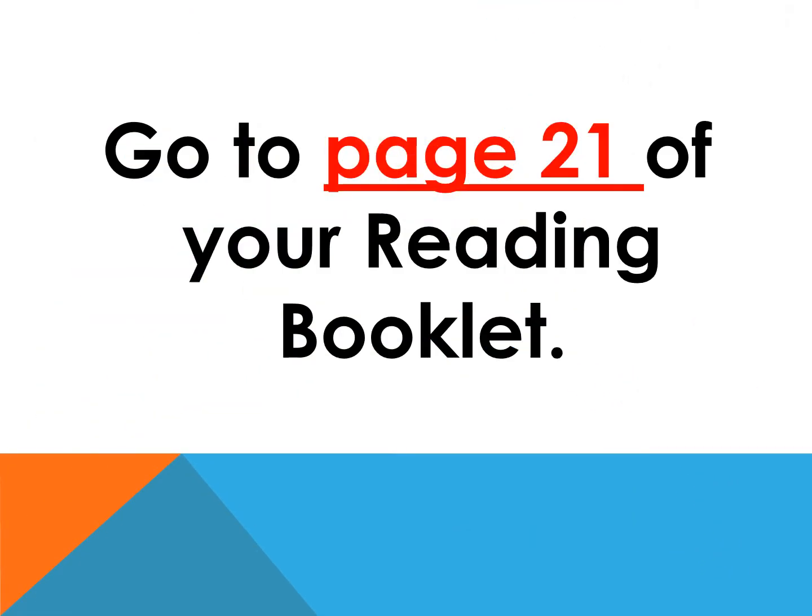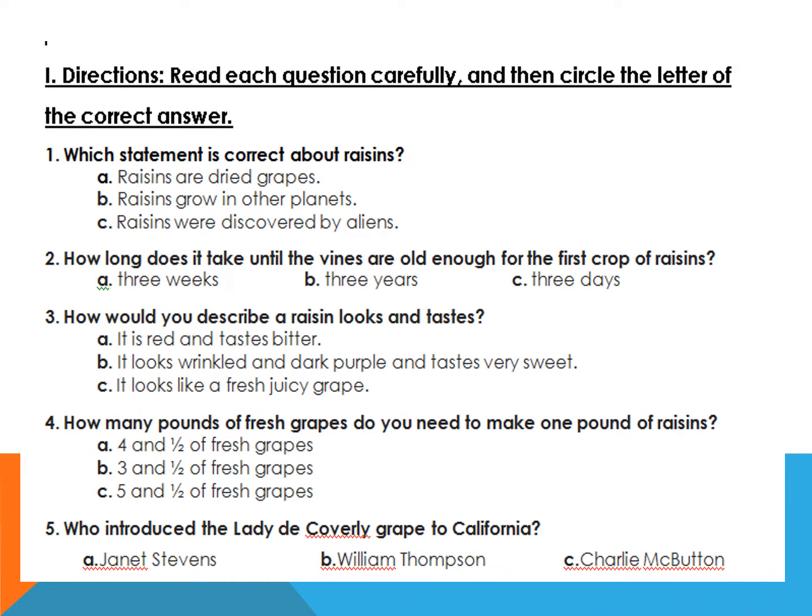Now go to page 21 of your reading booklet. Let's answer the following questions. Number 1. Which statement is correct about raisins? A. Raisins are dried grapes. B. Raisins grow in other planets. C. Raisins were discovered by aliens. What do you think the answer is? You're right. The answer is A. Raisins are dried grapes.